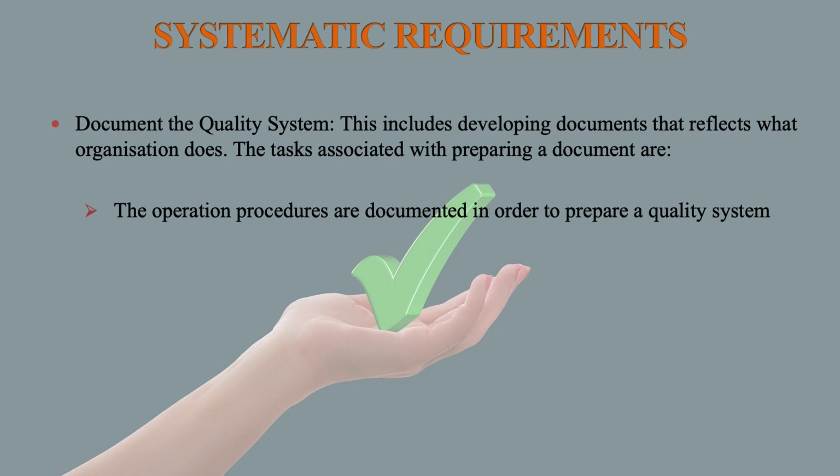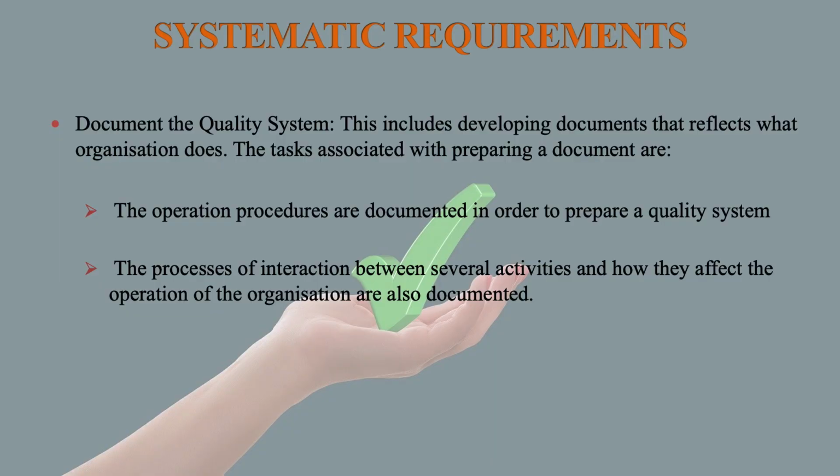The operation procedures are documented in order to prepare a quality system. So to prepare a quality system, one needs to know what the operation is. Is there any document for that process? Then only one can prepare a quality system for that operation, that process. The processes of interaction between several activities and how they affect the operation of the organization are also documented. The correct version of documents is provided at points of use.